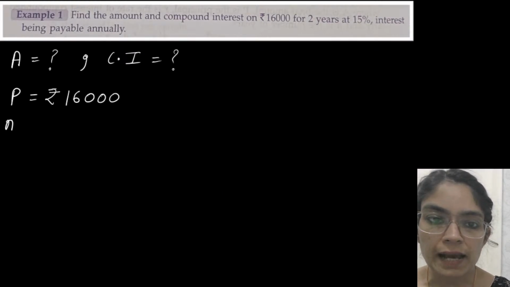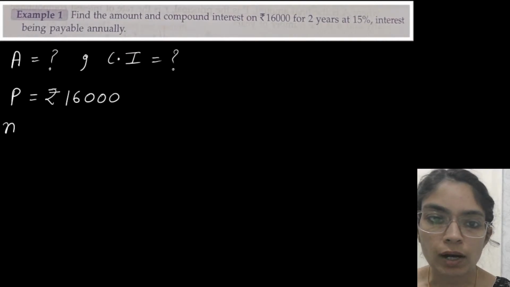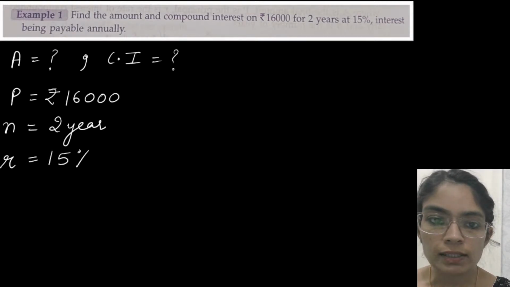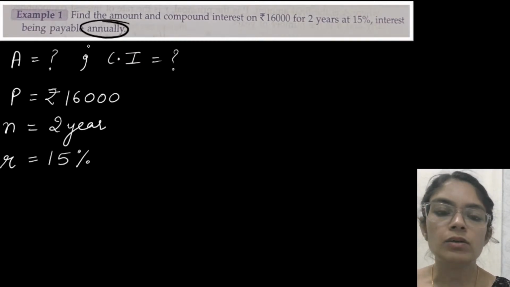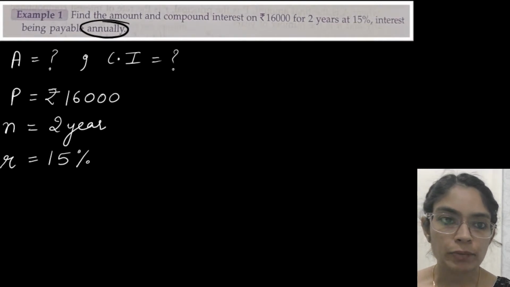Time period I am writing with small n. n is equal to 2 years. Rate I am writing with small r. This is 15%. All the given things I have written. Payable annually. That means I have to use the formula of annually or yearly. We have to calculate amount as well as compound interest. So first of all, let's find amount.